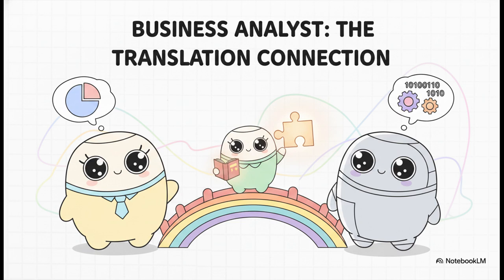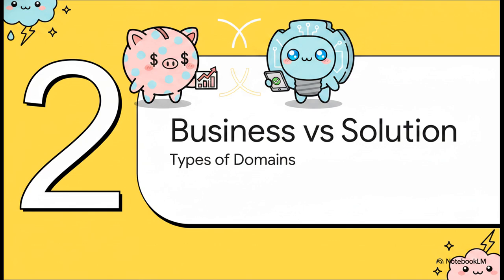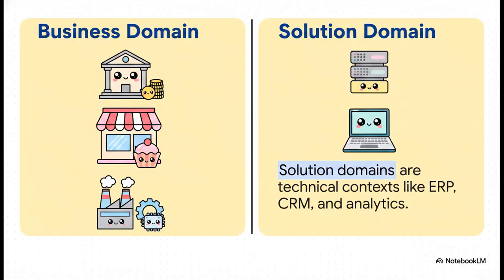Let's slide into Section 2, business versus solution domains, and see how these two distinct worlds actually stack up against each other. The dichotomy here is actually pretty clear-cut. On one side, we have the specific industry landscape, right? That's your business domain, broad contexts like finance, healthcare, retail, or manufacturing. But then, on the exact opposite side, we have the solution domains. This is the technical toolkit used to actually solve the industry's problems, like ERP systems, CRM software, data analytics, e-commerce platforms, the whole shebang.